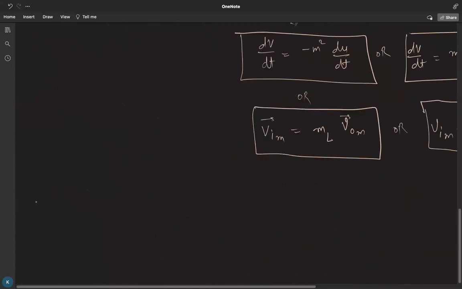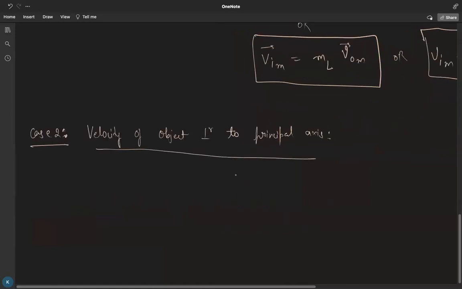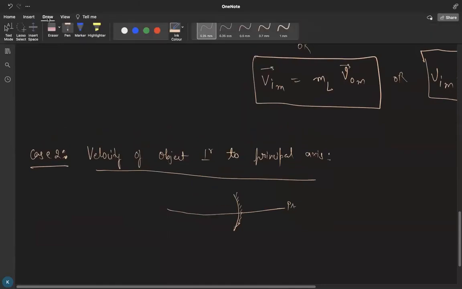Okay, so we have case two. In this case, we have the velocity of the object perpendicular to the principal axis. This time, let me write here: suppose that this is our concave mirror and this is our principal axis. Let me make a straight line.